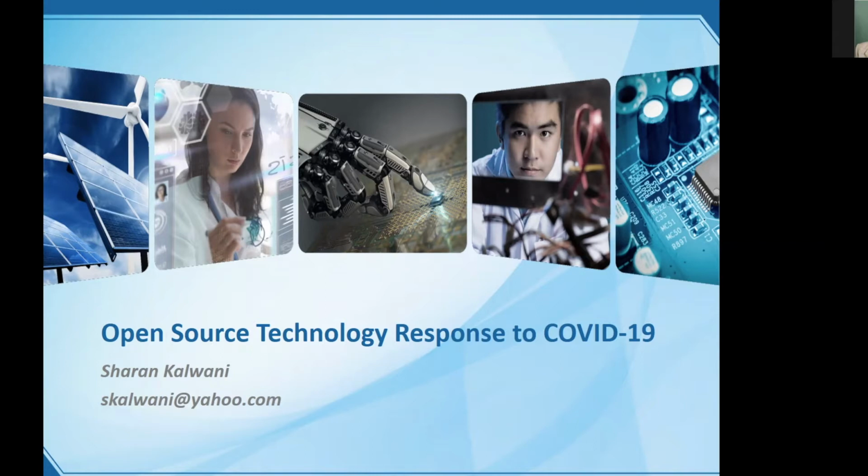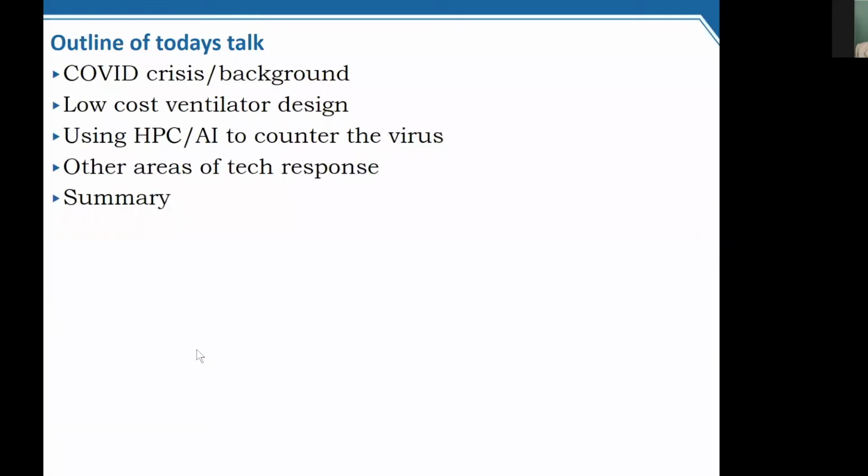Without further ado, let me get started here. Okay, so here we go. A little bit about background, then the ventilator design, and then how we're using open source for a ventilator design and AI.